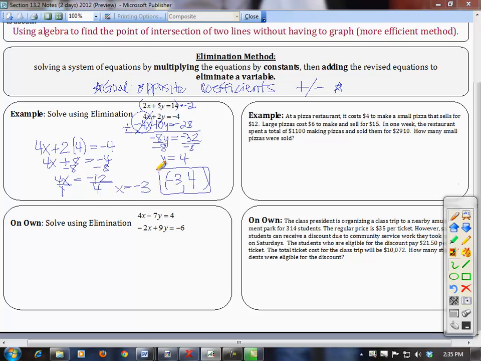So the point where they intersect is, because they intersect at one point, if we label our system, this is consistent, and because it only has one solution, independent.